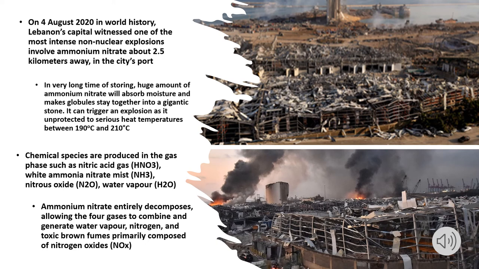After the explosion, the air may consist of nitrates, sulfates, lead, carbon, ammonia, sodium chloride, and mineral dust. It will include a complex mixture of organic and inorganic suspended substances in the air. Chemical species are produced in the gas phase, such as nitric acid gas, white ammonia, nitrate mist, nitrous oxide, and water vapor.